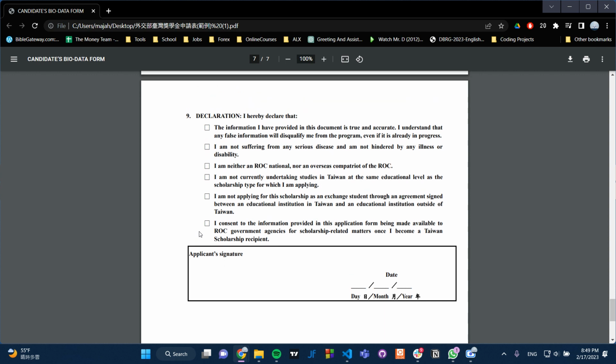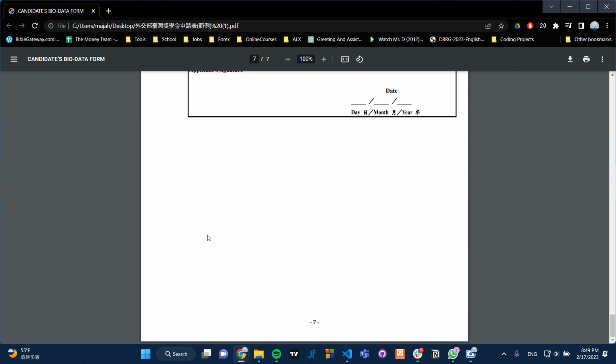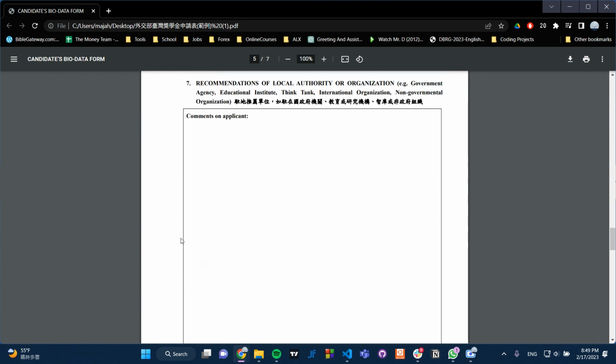Now, the last part is just checking all this information as a declaration, and then you sign, and then you write the date. And then after you have finished the form, you submit it at the Taiwan embassy with the required supporting documents. And you can find the MOFA Scholarship Guide for 2023 on the internet. It's on Google. It just takes a Google search, and then you'll see what else is required of you to submit with the form.